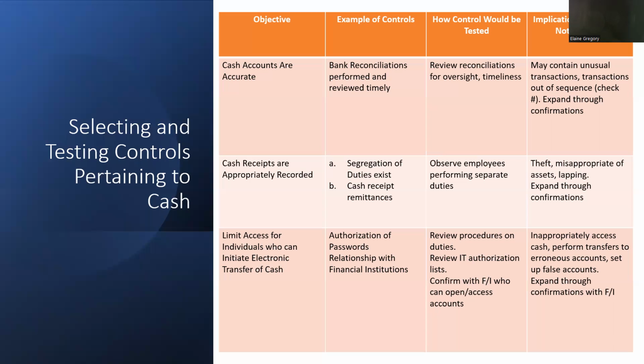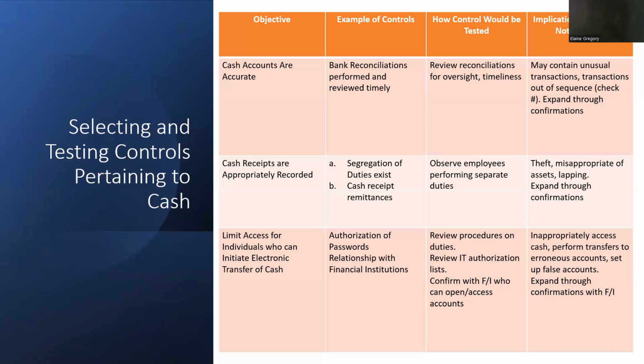We could test these controls by doing some oversight, observation. We could review the reconciliations. We could recalculate those reconciliations. We could look at the procedures the client has in those duties, and review IT authorizations for who has access into what levels of the system. And we might want to confirm with the financial institution on who can open or access bank accounts.